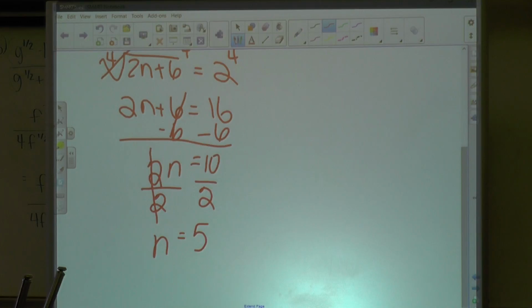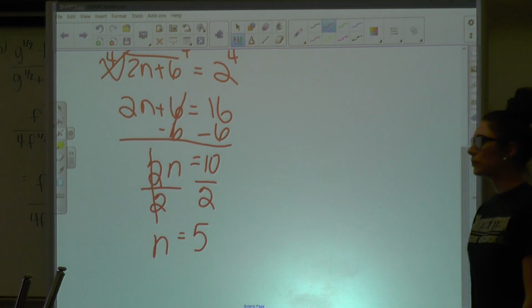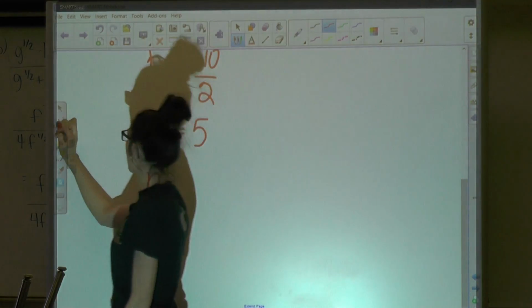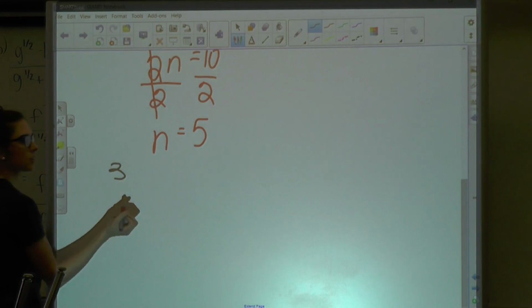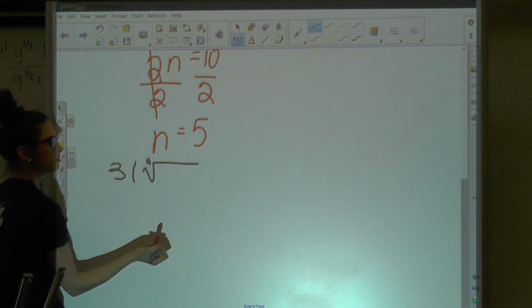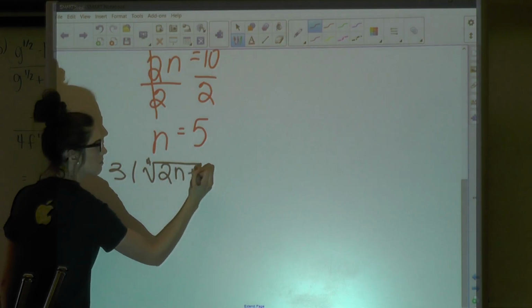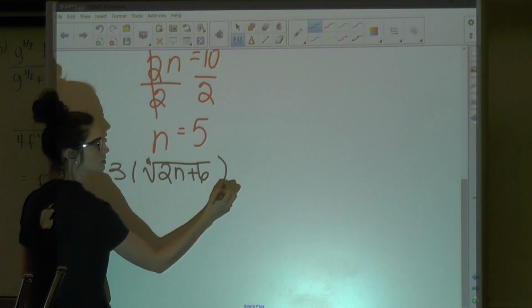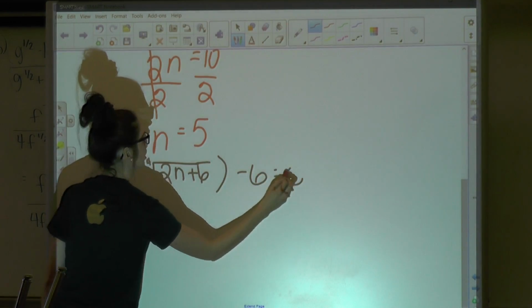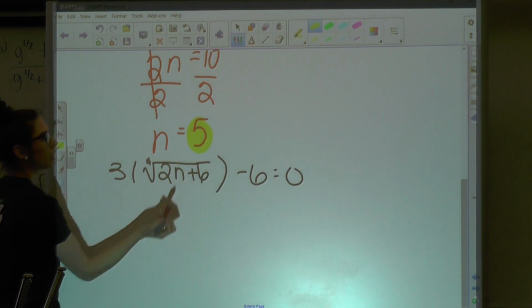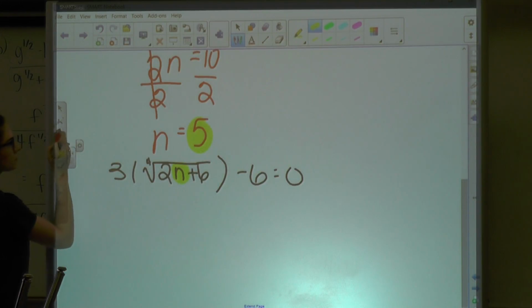You have to check and see if it's extraneous or not. So you plug it back into your original equation. 3 parentheses, the fourth root of 2n plus 6, minus 6 equals 0. Okay. So wherever you see a 5 or an n, you're plugging in a 5. So I have an n here.